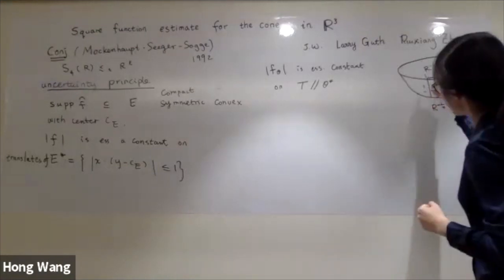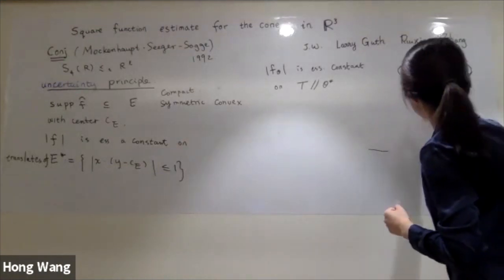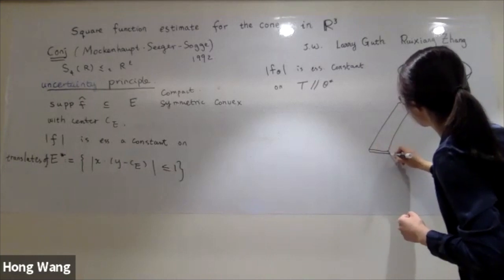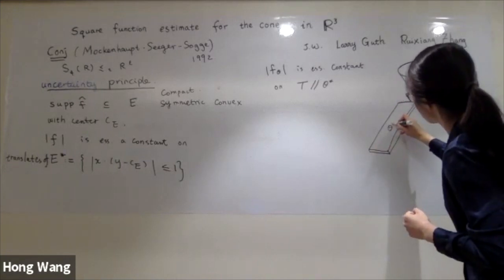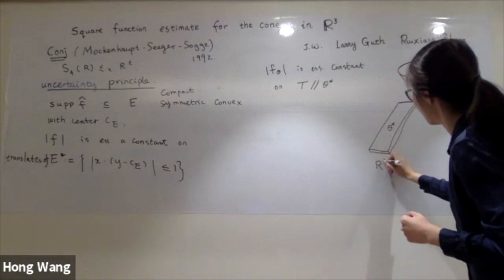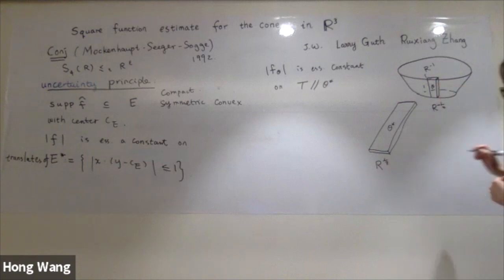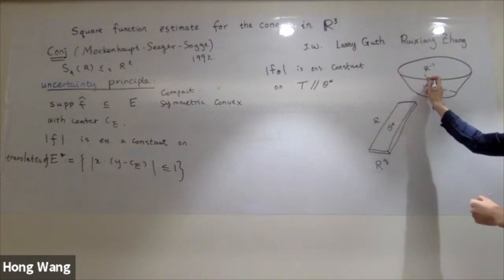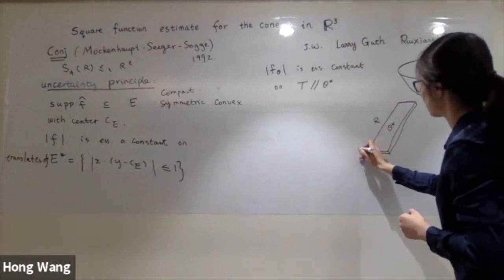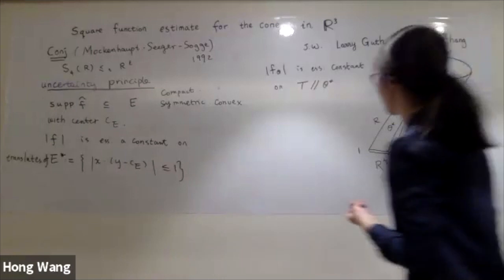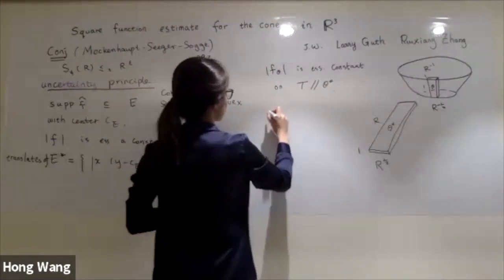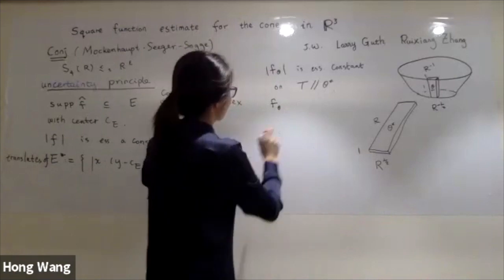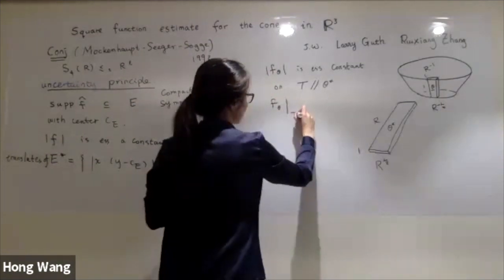Now let's draw what theta star is. For this theta, theta star is a plank of width R to the one half, because this width is R to the minus a half, and of length R in the direction of this thickness, and then of thickness one in this direction. So f theta restricted to T is also called a wave packet.